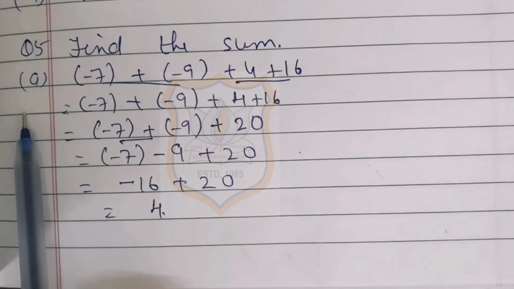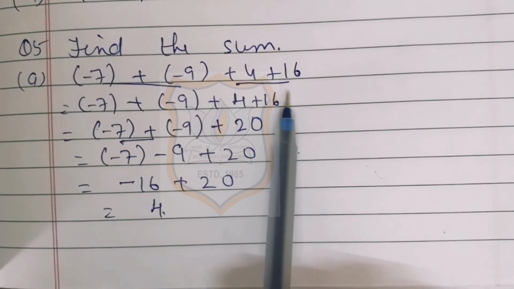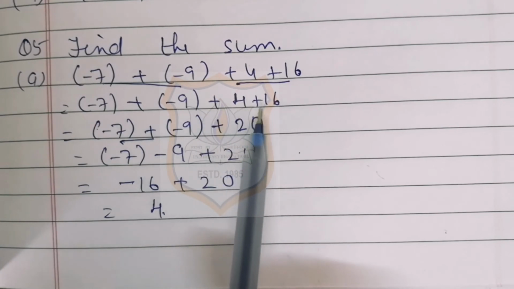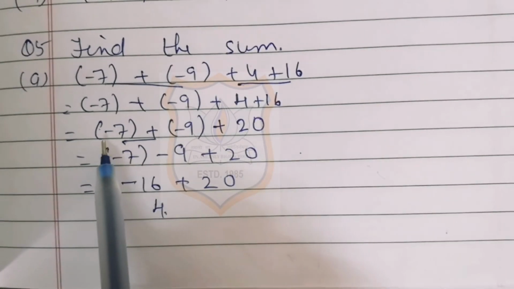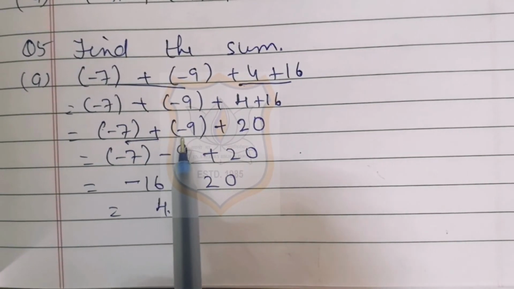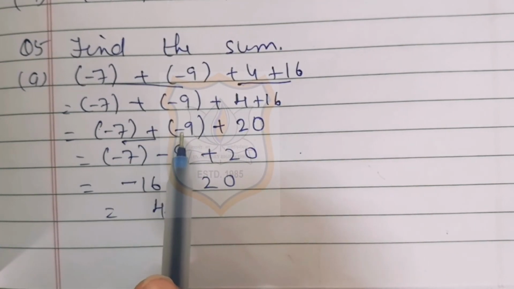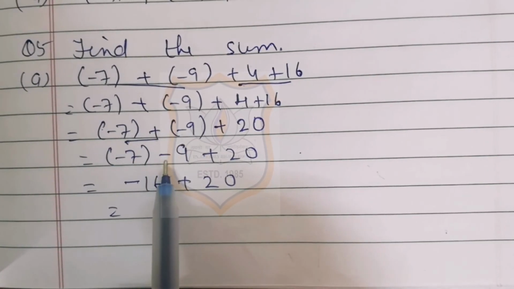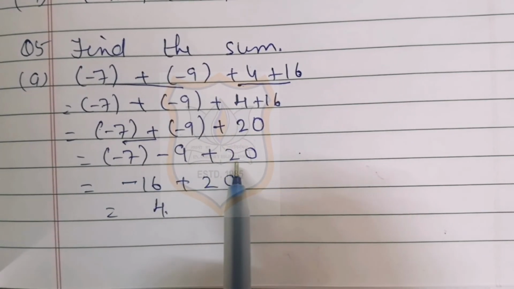A part of question number 5, -7 plus -9 plus 4 plus 16. Here 4 digits are given. So first we will write the same as what is given in the question, -7 plus -9 plus 4 plus 16. First we will solve these two numbers, 4 plus 16. So -7 plus -9 we will write as it is. Now 4 plus 16 is 20. Now we will solve the mathematical operation of these two integers. -7 plus -9, plus minus is minus, so we will write here minus. So -7 minus 9 plus 20 we will write as it is.